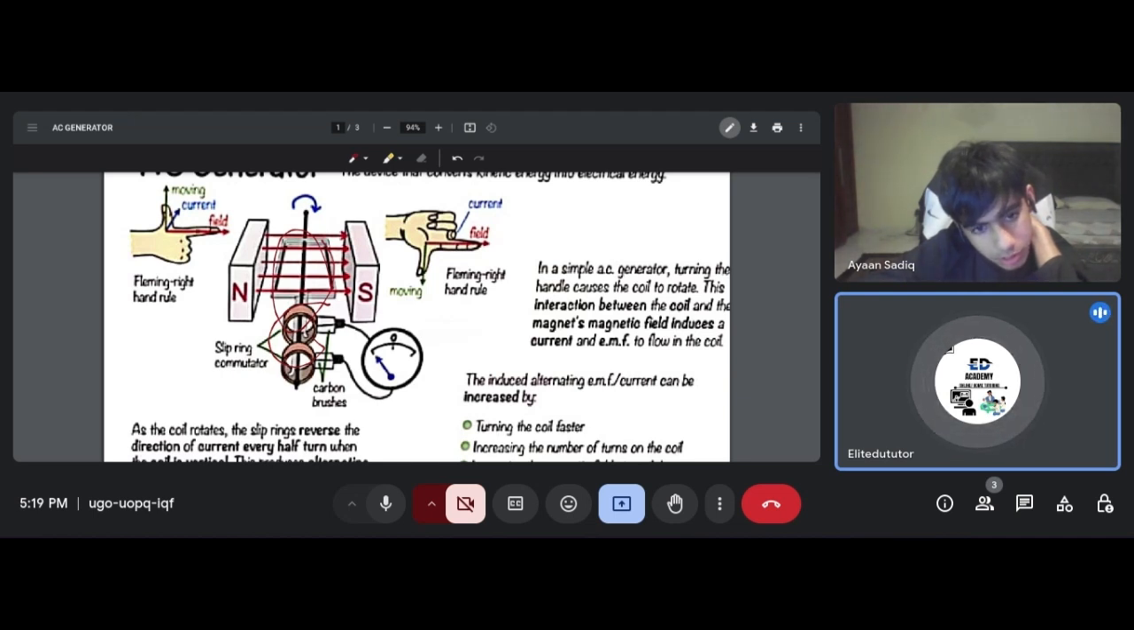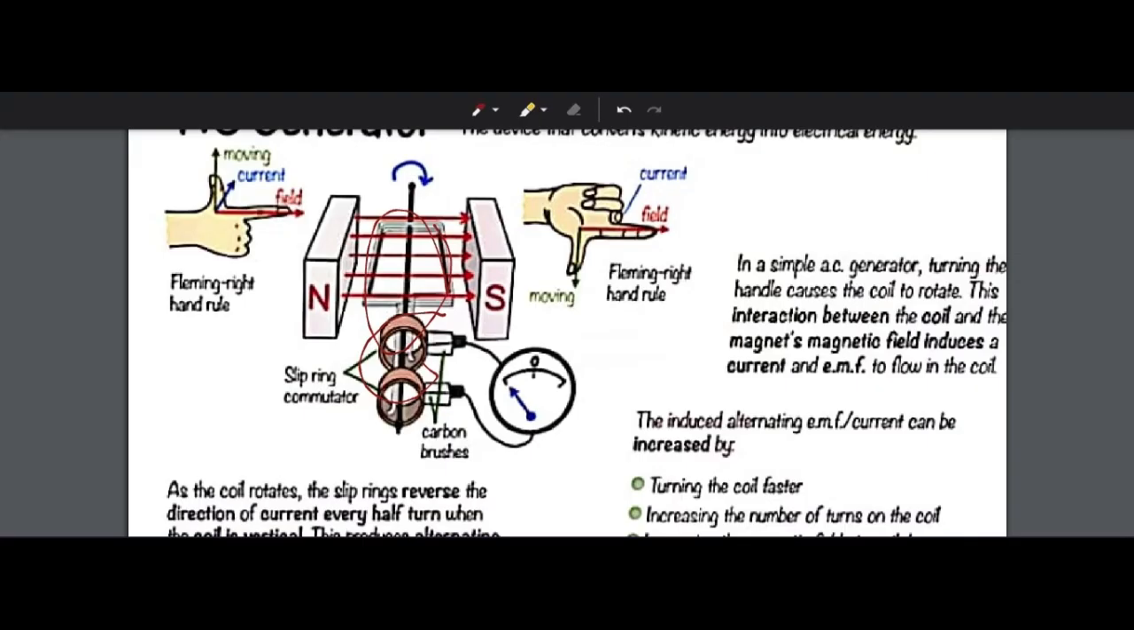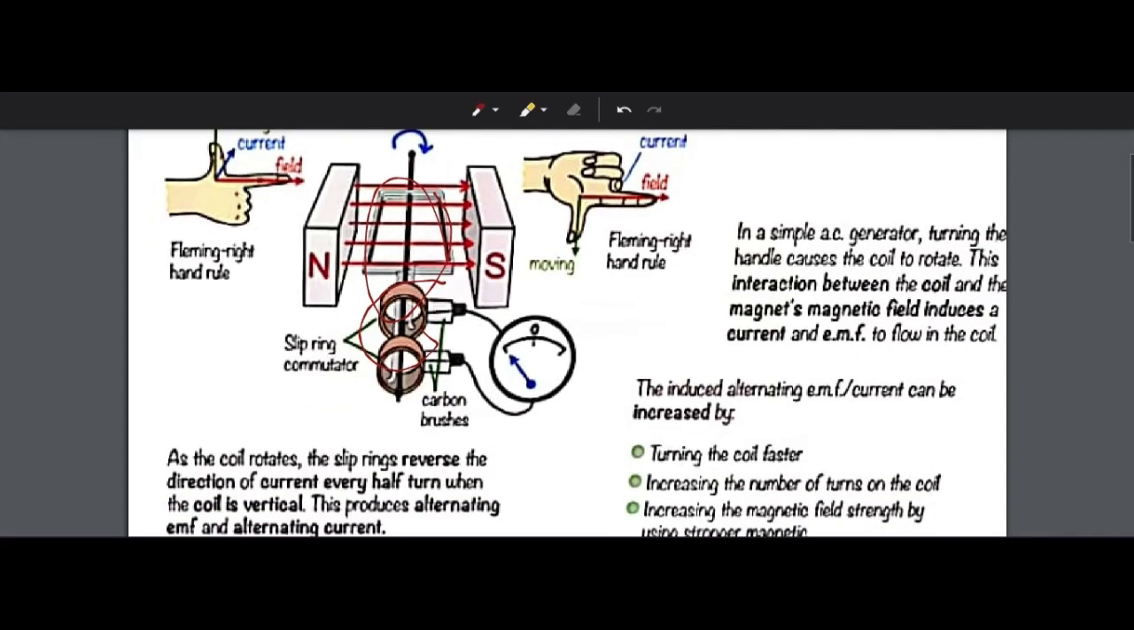This is the slip ring commutator and these are the carbon brushes. Where is the commutator and where are the brushes? Here. These are the slip ring commutators and these are the carbon brushes. They are sliding contacts as the coil rotates. When the coil rotates, they make contact as the coil rotates.